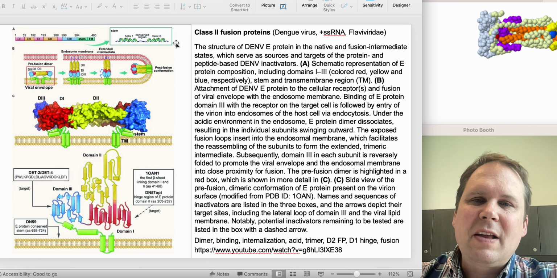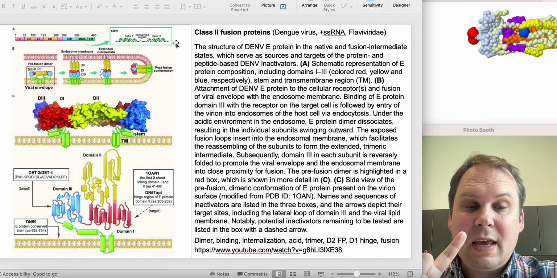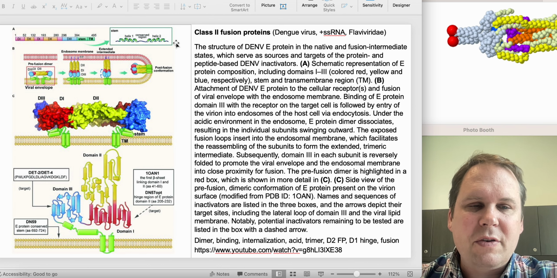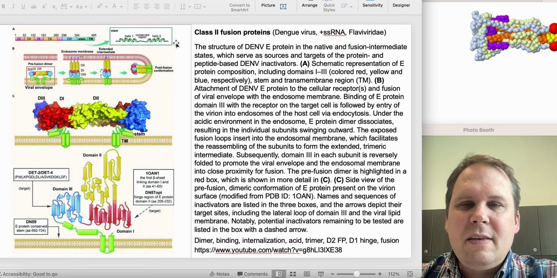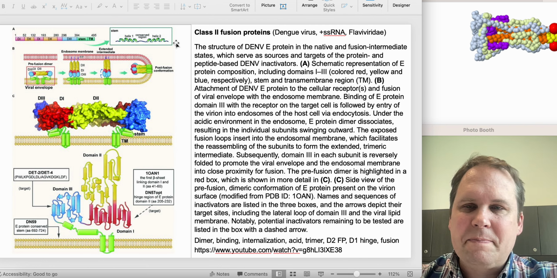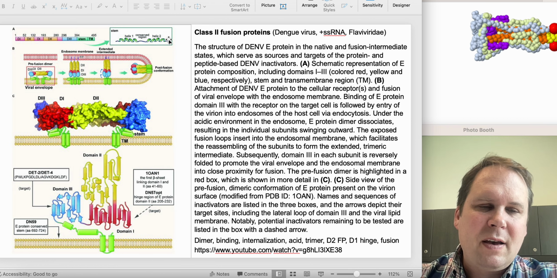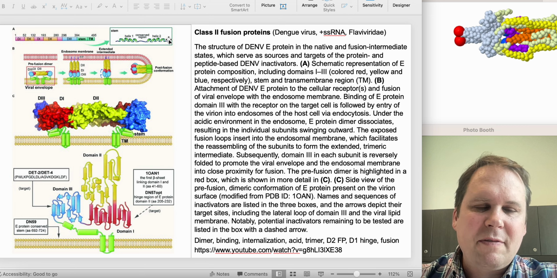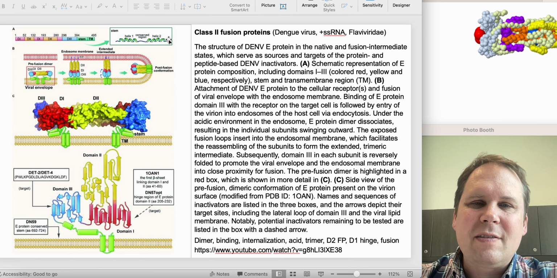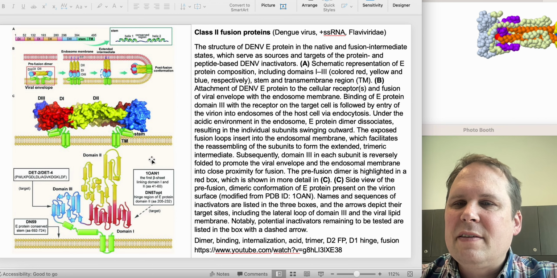Examples of class 2 fusion proteins would be what you find on Flaviviridae and what you find on alphaviruses, which are Togaviridae. These proteins look the same and do kind of the same thing. There are some other viruses; I believe a lot of the Bunyaviruses would also have class 2 proteins. But let's focus on the Dengue virus fusion protein. So here you go.